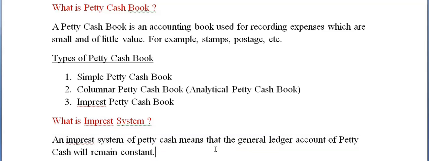As I already explained before, in a petty cash book we record small items, small or miscellaneous expenditures, which are not directly related to the business. They are related to the business indirectly, but directly they are not related. And sometimes these expenses may also include tea expenses.